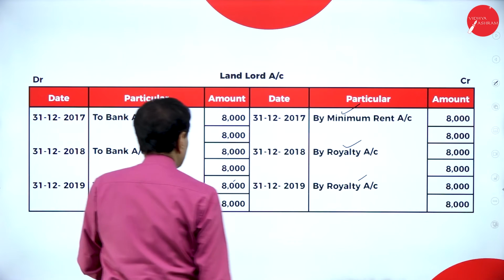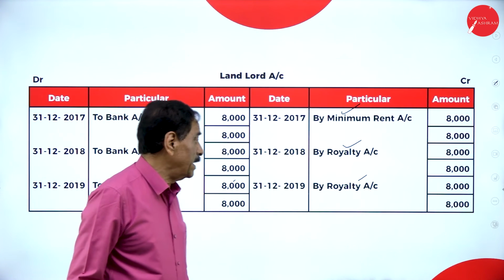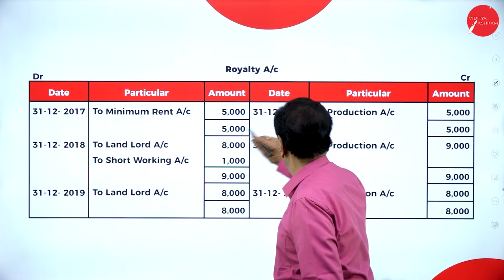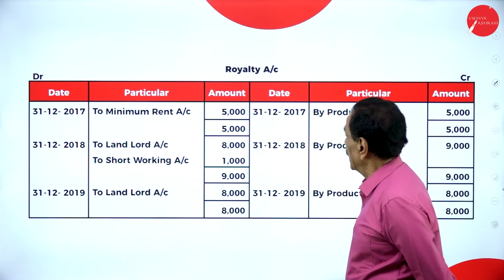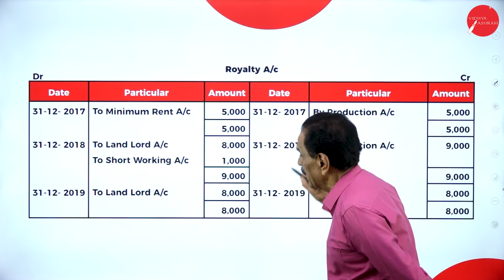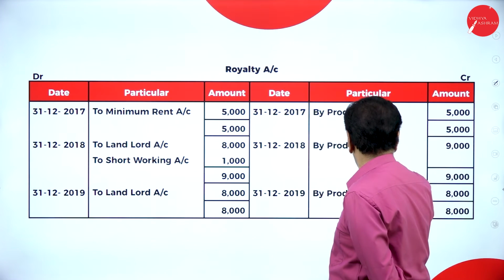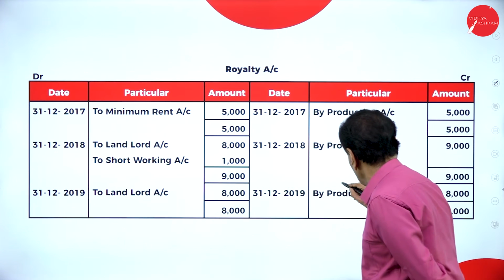Here, for 3 years we pay 8,000. First year we pay the minimum rent. Second year we pay the royalty. Third year we pay the royalty. Royalty account debit to minimum rent account, by production account or by profit and loss account. Second year, royalty account debit to landlord account, to short working 9,000. Total production is 9,000. By production account 9,000. Royalty to landlord account, by production account.